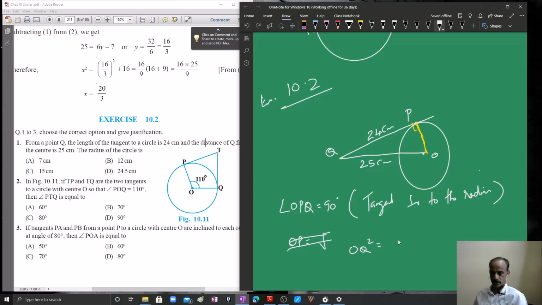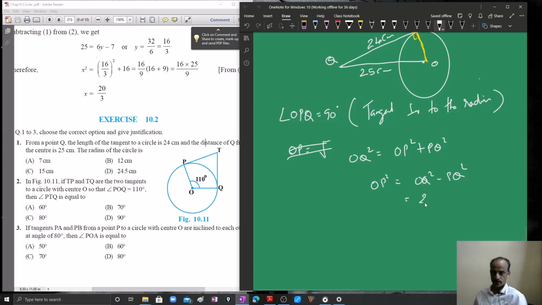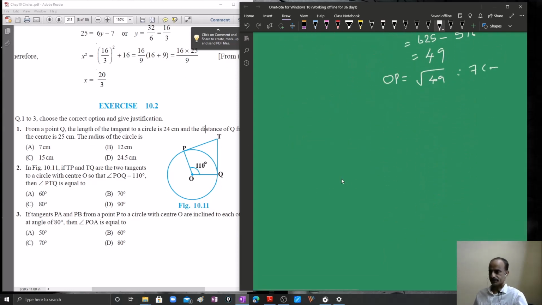OQ square is equal to OP square plus PQ square, or OP square is equal to OQ square minus PQ square, that is equal to 25 centimeters square minus 24 square, that is 625 minus 576, that is equal to 49. Therefore, OP is equal to root of 49, and that is equal to 7 centimeters. Option A. Question number 2.